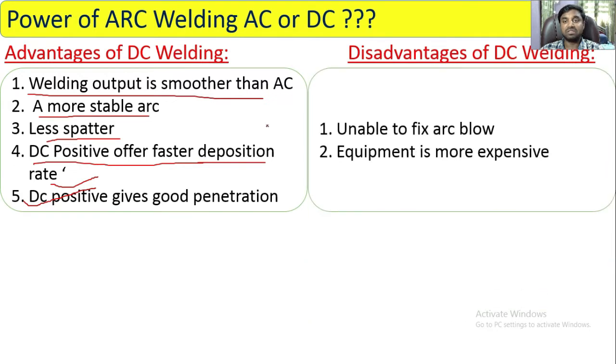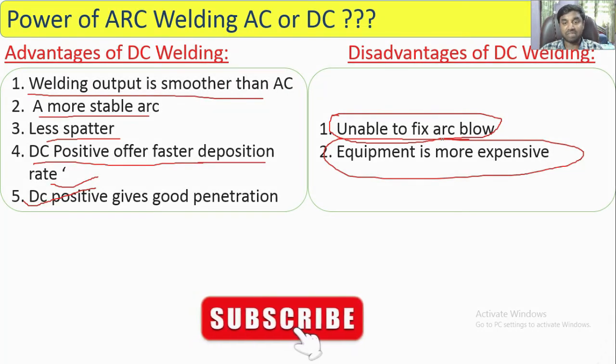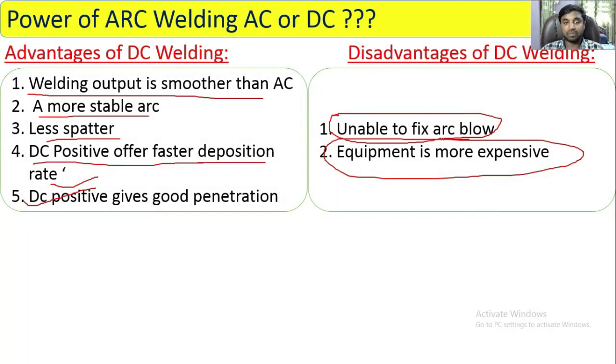What are the disadvantages? Arc blow, which we cannot fix. This is a big problem in DC welding. The arc blow can be there. Equipment is more expensive, because DC welding equipment has a transformer connection inside to switch. That's why it's very expensive.